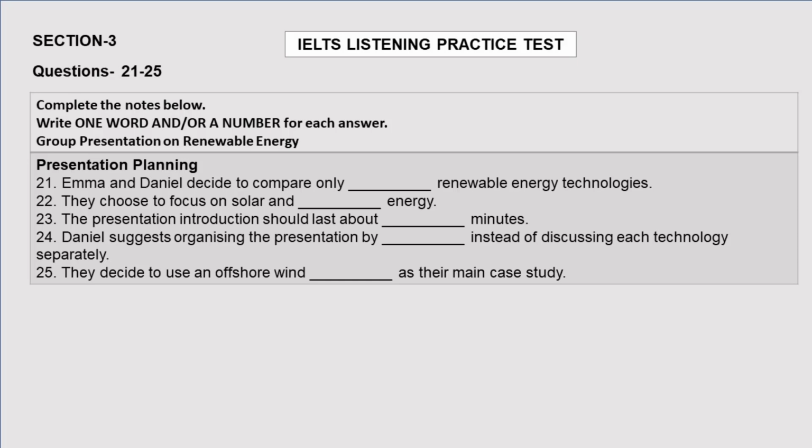Exactly. At first, we planned to cover solar, wind, hydroelectric, and geothermal energy. But trying to explain all four in 15 minutes would leave us with very little time for analysis. I agree. Instead of giving a brief description of every renewable technology, perhaps we should compare just two of them in greater depth. That sounds more realistic. Which two do you think would work best? I was thinking solar and wind energy. There are plenty of reliable academic sources, and both technologies have developed rapidly during the last decade.